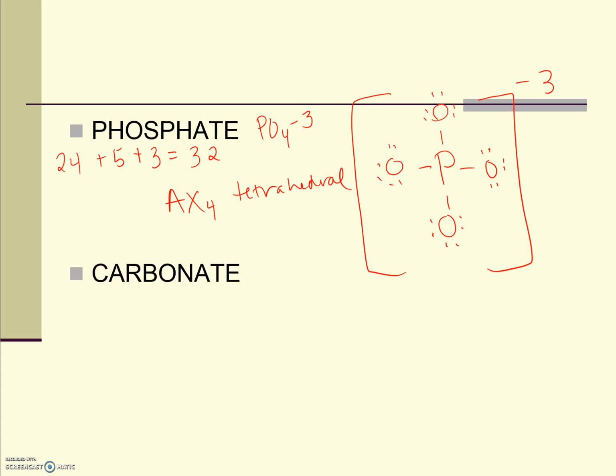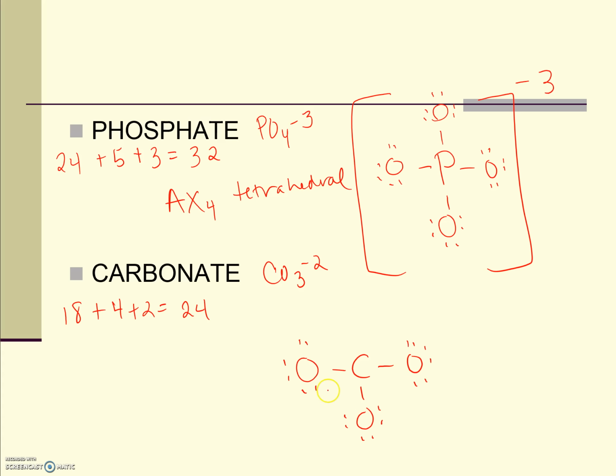Carbonate, okay, CO3, -2, so I'm looking at 6 times 3, or 18 for my oxygens, plus 4 for my carbon, plus the 2 for my electrons, so I'm looking at 24. So I have C, I'm going to go O, O, O, 2, 4, 6, 8, 10, 12, 14, 16, 18, 20, 22, 24. That's good, except carbon doesn't have enough.